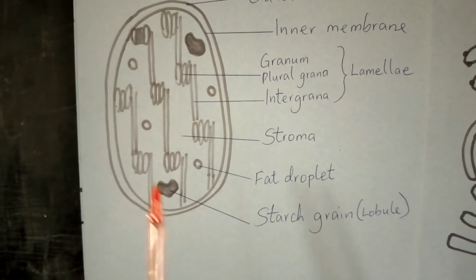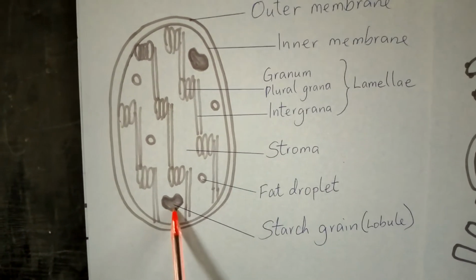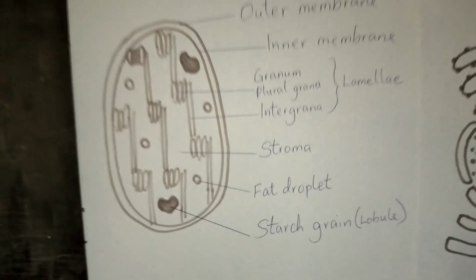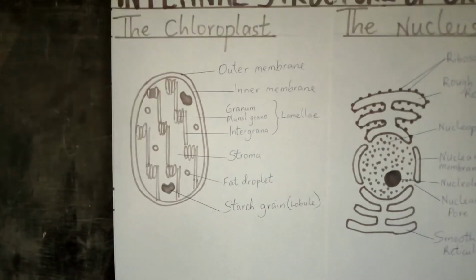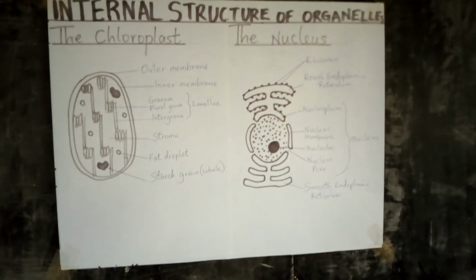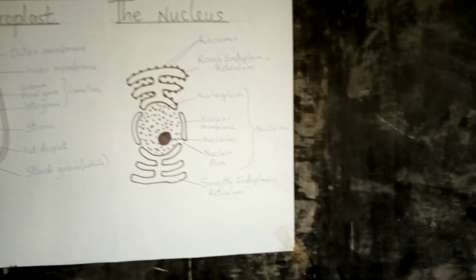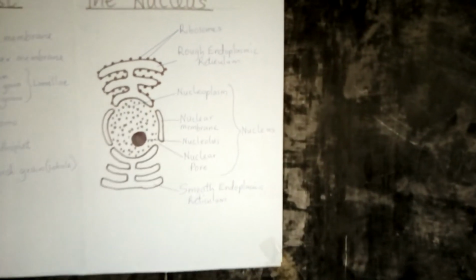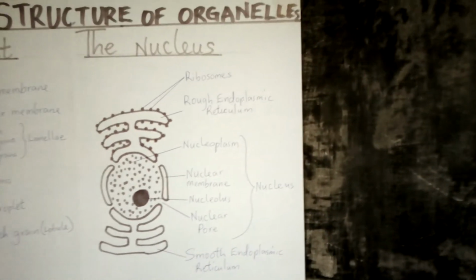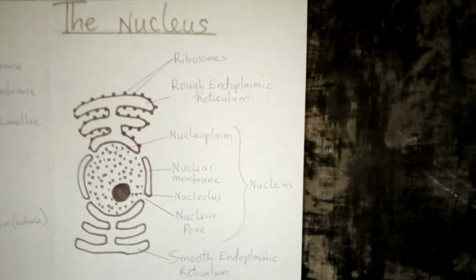And finally we have the starch grain. This one is now the product of photosynthesis as well as the fat droplet. Function of the chloroplast is, it is a site for photosynthetic reaction. So you can say it is a site in which photosynthesis takes place. Let us move on to this now.